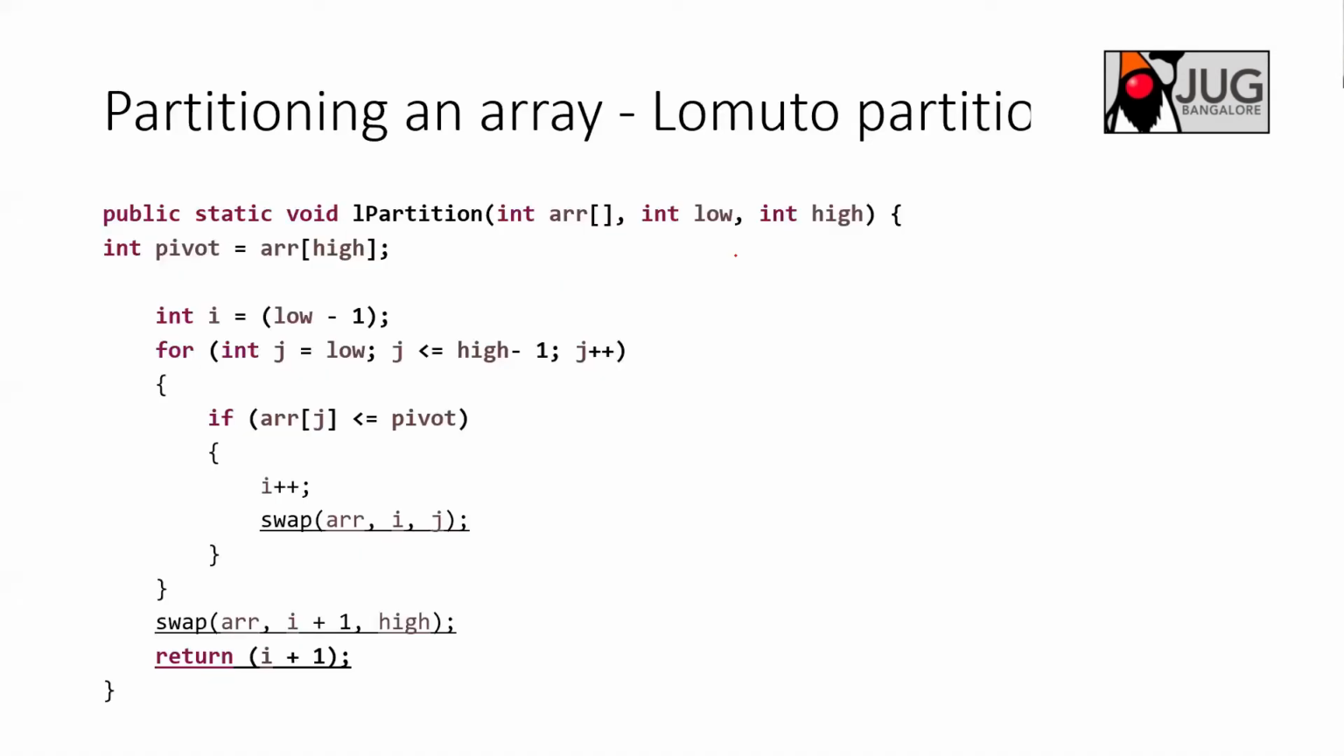Okay, so this is called a Lomuto partition. So let's see how this Lomuto partition works. What it does is it takes a pivot element. Okay, let's not get into the algorithm first. Let me show you with some example, and then we'll come back to this algorithm.